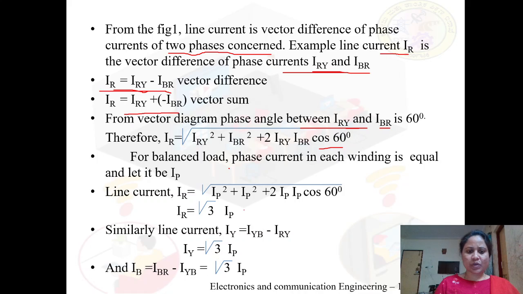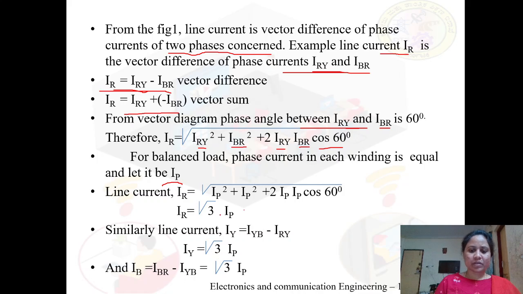For the balanced load, we know that phase currents in each winding will be equal, and let us take the phase current as IP. So each of these phase currents we will replace with IP. Therefore, it becomes IP square plus IP square plus 2 times IP square into cos 60 degrees. If you solve this, it becomes root 3 times IP.